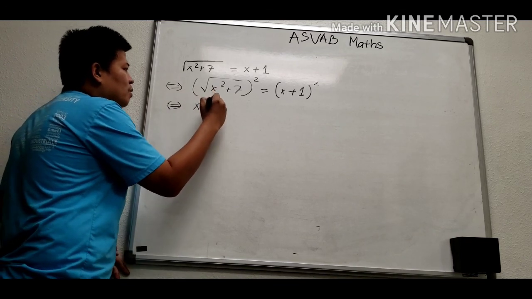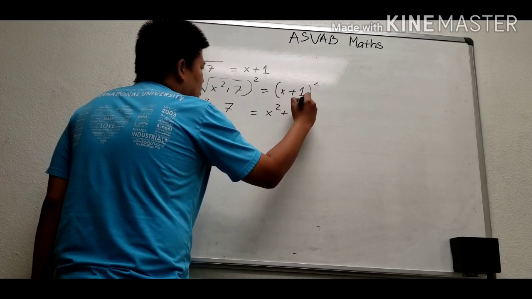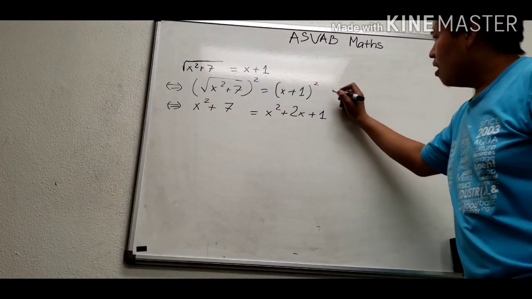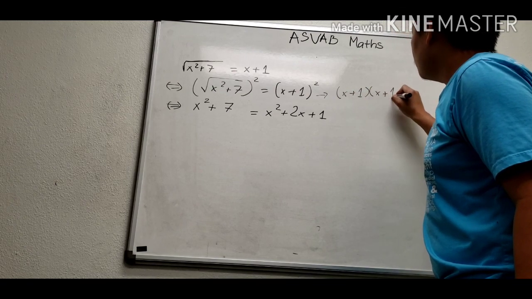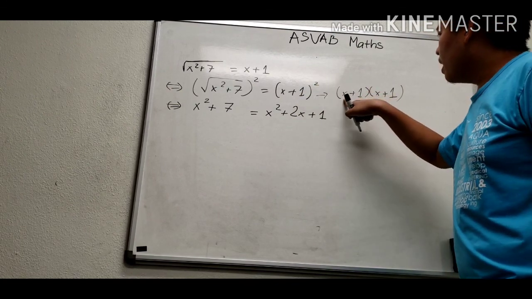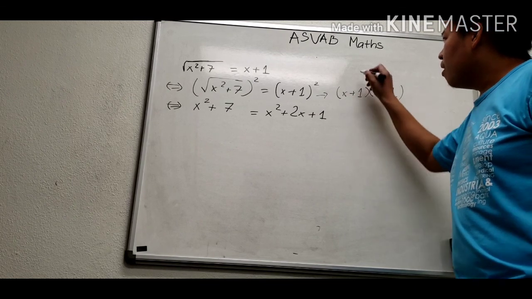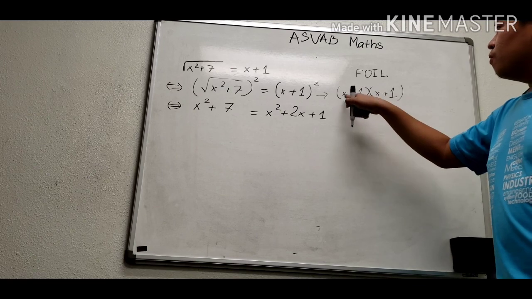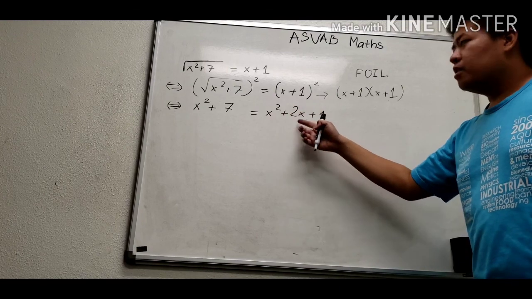We got about s power 2 plus 7 equal to s power 2 plus 2s plus 1. This one you can learn: s plus 1 multiplied by s plus 1. If you don't know that, the power 2 means there are 2 factors in here, so we can do the multiplication like that. So after you multiply with the FOIL, that I just mentioned before, you do first, outside, inside, and last, and you can go about s power 2 plus 2s plus 1.